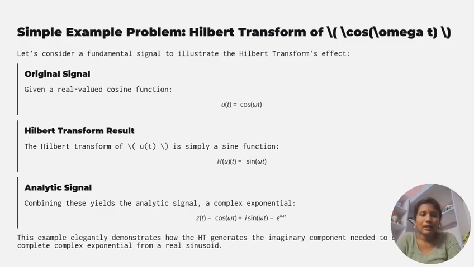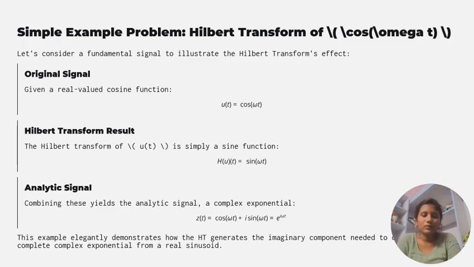Analytic signal. Combining these two yields the analytic signal, a complex exponential: z of t is equal to cos omega t plus j sin omega t, equal to e to the power j omega t. This example elegantly demonstrates how the Hilbert transform generates the imaginary component needed to construct a complete complex exponential from a real sinusoid.